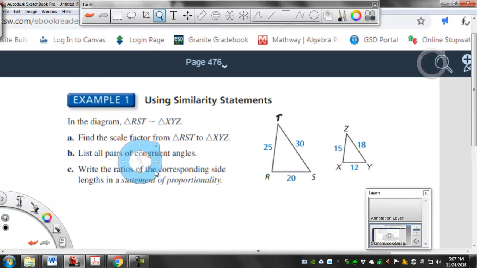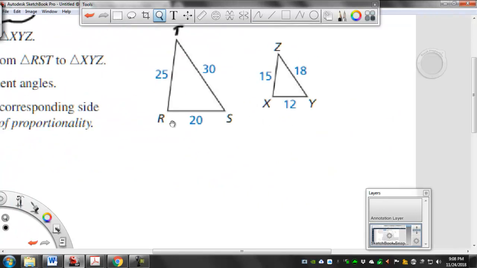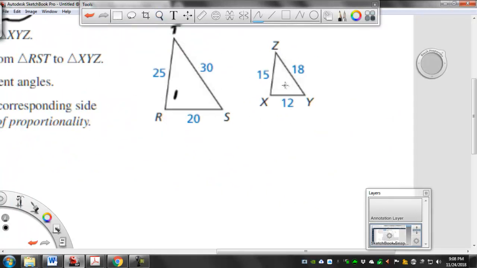So let's talk about this right here and really what this statement means. It's saying in the diagram, triangle RST, that little squiggly line right there is talking about similarity. So triangle RST is similar to triangle XYZ. So when we have similar triangles, there's some type of a scale factor involved.